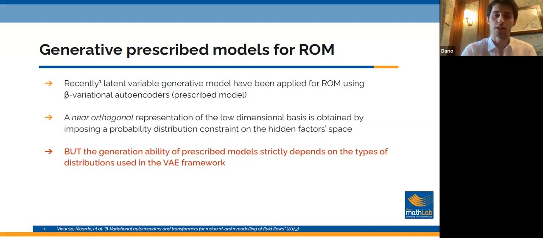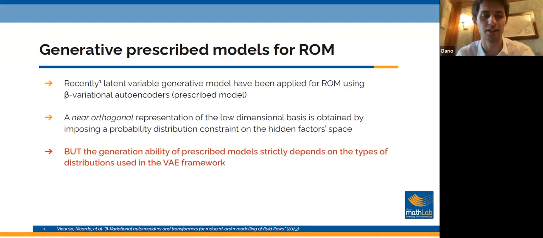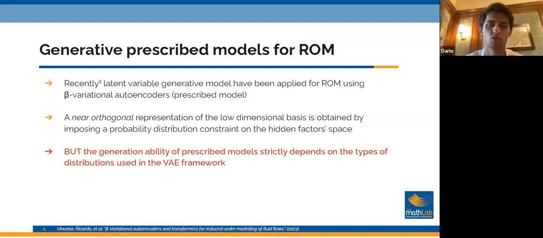If you use, on the other hand, a variational autoencoder, you are constraining the latent space by imposing a probability distribution. The imposition of a probability distribution constrains the latent space itself. You can read more about this in the beta variational autoencoder paper. They show why this happens.